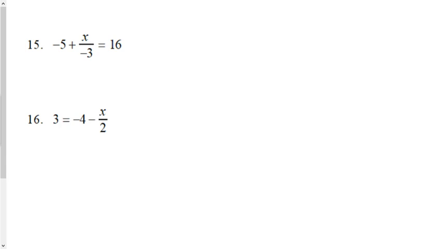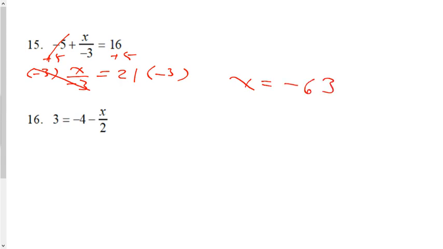What's the constant in question 15? Negative 5. So I'm going to add 5 to get rid of it through opposite operation. A negative third of x, that's how I want you to read that. I want you to read it as a negative third of x equals 21. Multiply both sides by negative 3, and x will equal negative 63.